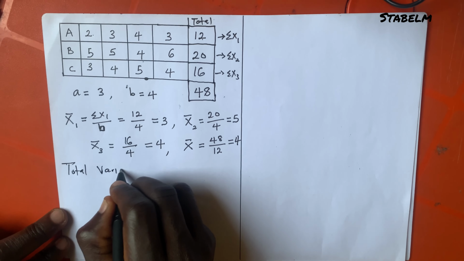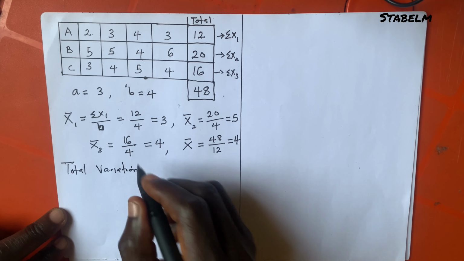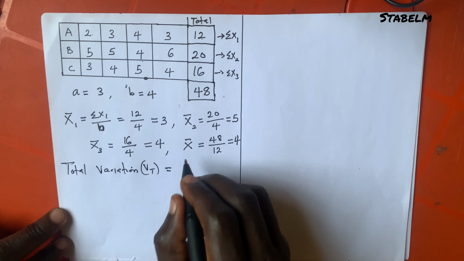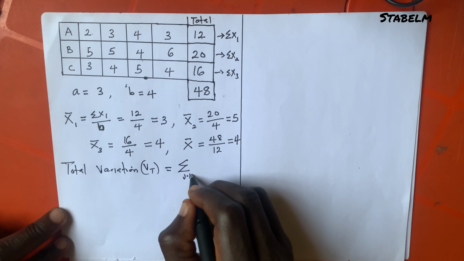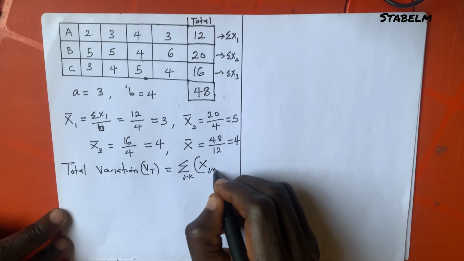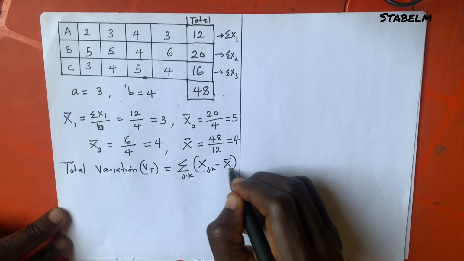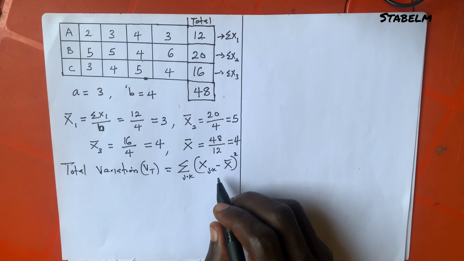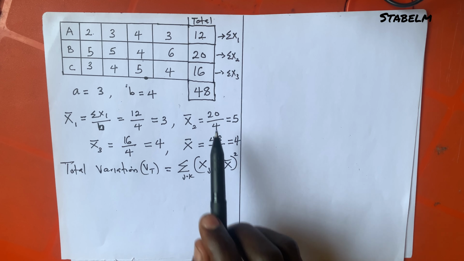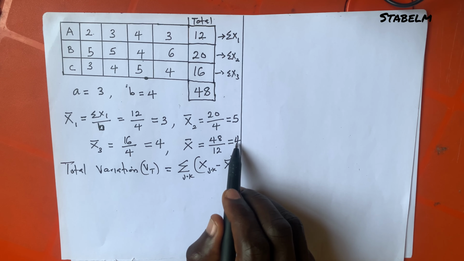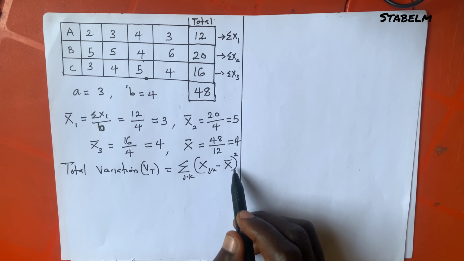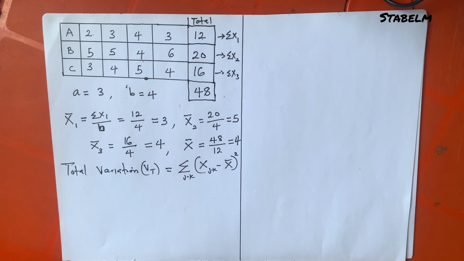Total variation, that is V subscript T. The formula is given as summation j dot k into bracket x j dot k minus x bar, all squared. And what does this mean? That is each value here minus the total mean. You can say x bar, the total mean, 4. Each value here minus 4, then we square it, gives us the total variation.